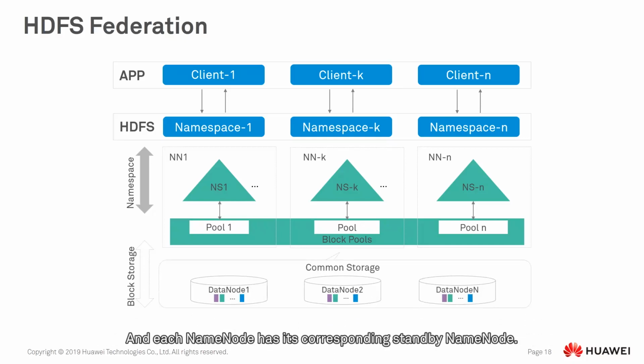And each name node has its corresponding standby name node. Under federation, each name node manages a namespace volume, which is made up of the metadata for the namespace, and a block pool containing all the blocks for the files in the namespace.